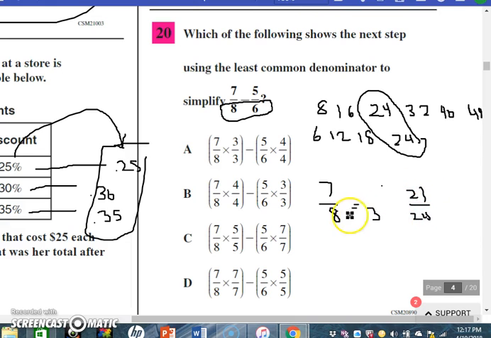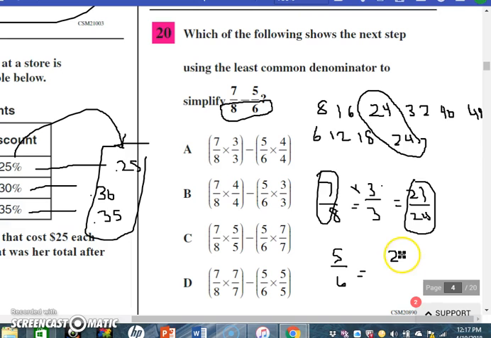Well, what I did is I multiplied 8 times 3 to get 24. Whatever I do to the denominator, I have to do to the numerator. And as you can see, 7/8 is equal to 21 24ths. Then what I can do, I'm going to convert my 5/6 into 20 24ths. And then I could solve this problem. Now the question is asking basically what is a way to find the least common denominator.